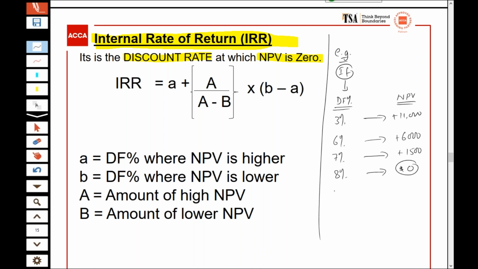If it is, for example, 9%, the NPV would be minus 500. This 8% is the internal rate of return. This is IRR, internal rate of return. This is that discount factor where you are having zero NPV, and you can call internal rate of return your break even point. It is your break even point.